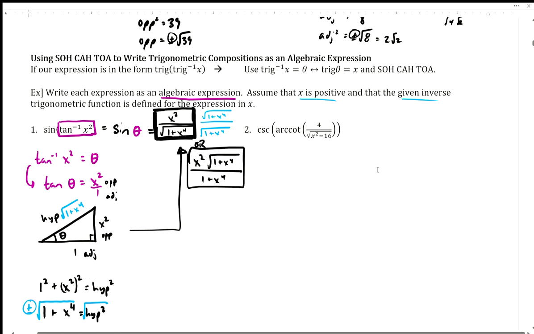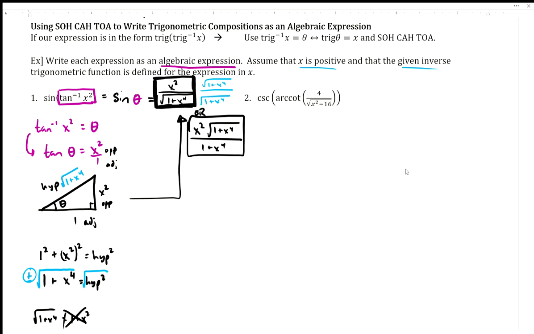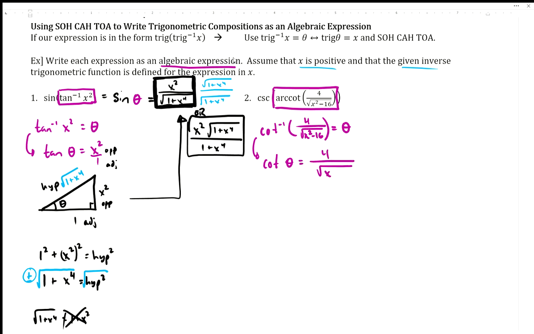All right, number 2. We have arc cotangent. Okay, not a big deal. This is still just some angle. So that means the arc cotangent, which I'm going to write as cotangent inverse, remember they are equivalent, of 4 over the square root of x squared minus 16 is some angle theta. And then we'll use our inverse property to say, well, cotangent of that theta is 4 over the square root of x squared minus 16.